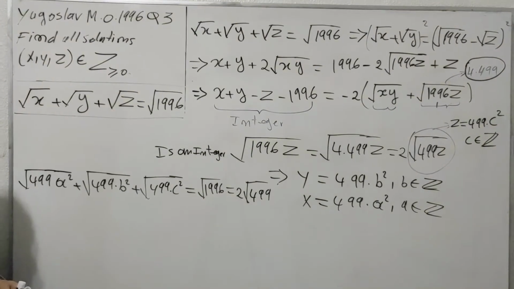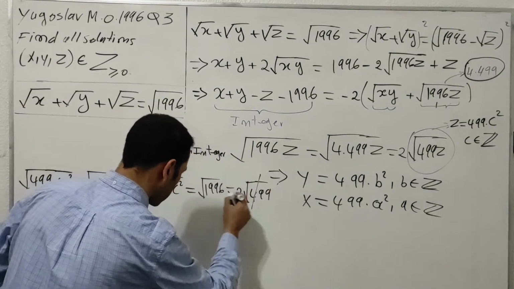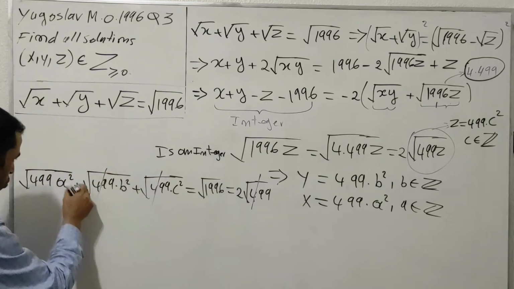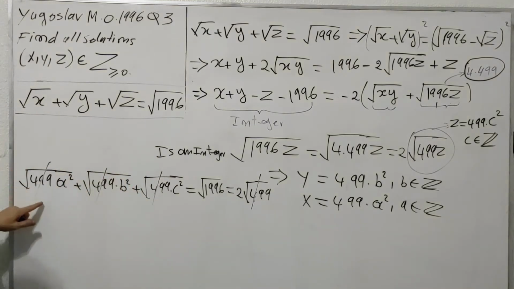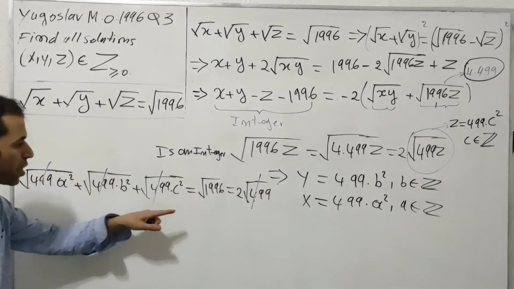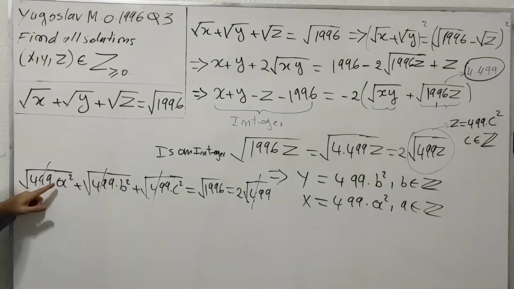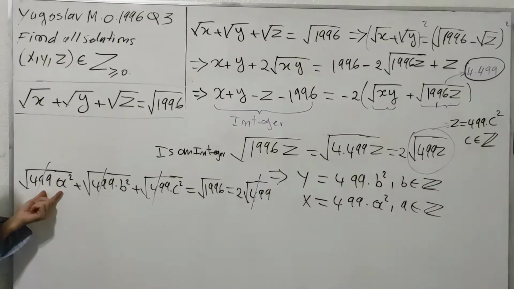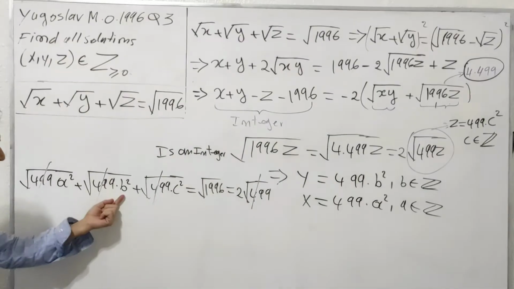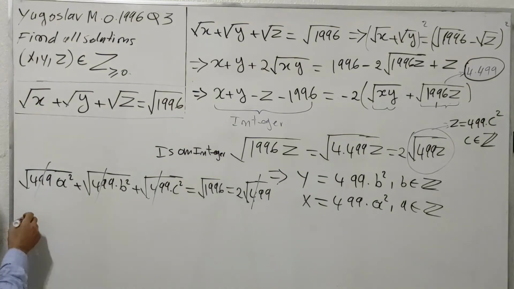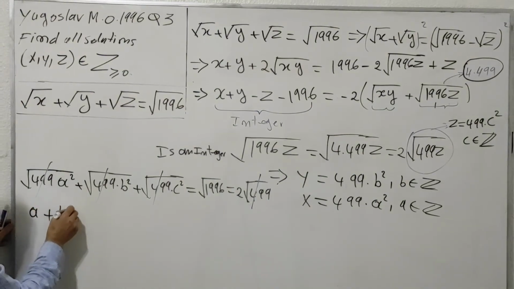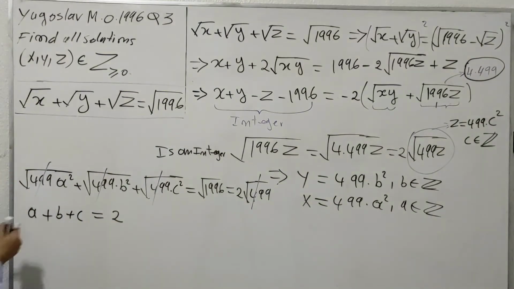Now we will have a nice cancellation here. This 499 will be cancelled out with this one and this one and this one, because I'm taking square root of 499 as a common factor, and it will be cancelled out with the right term. And by the way, as we take the square root out of these terms, this one will become a, this one will become b, this one will become c. So that means I will have a plus b plus c equals 2. Okay, here is a nice expression.